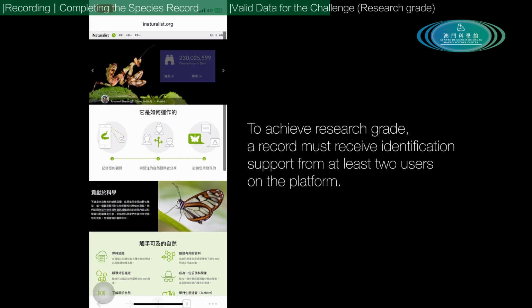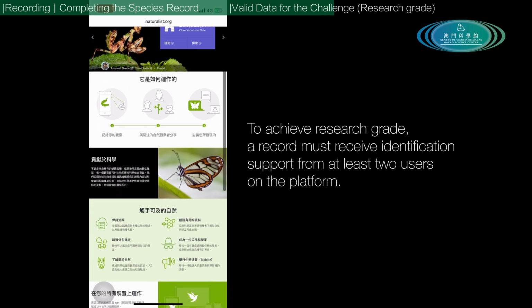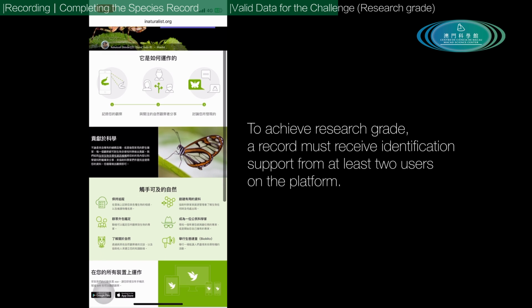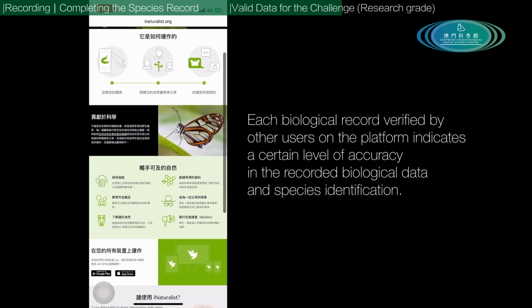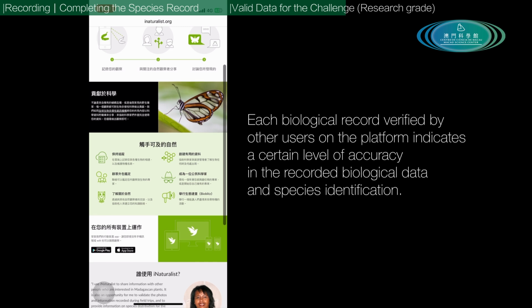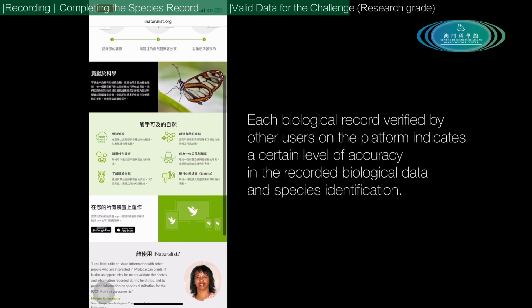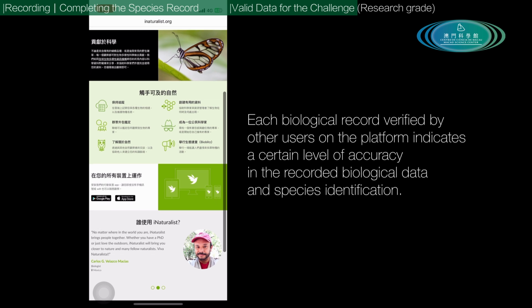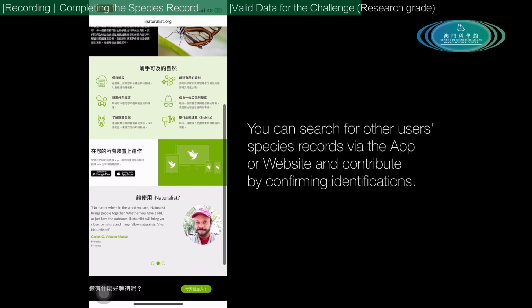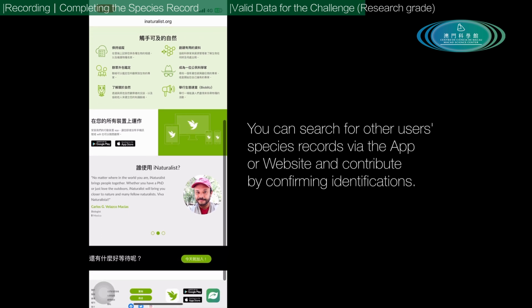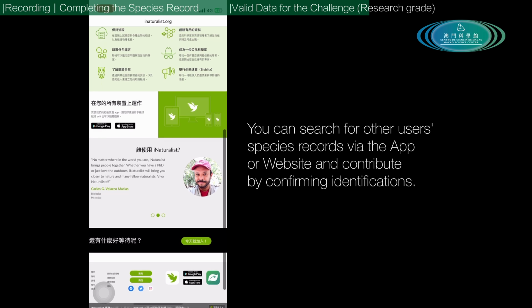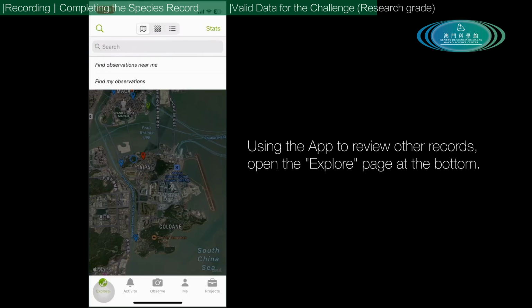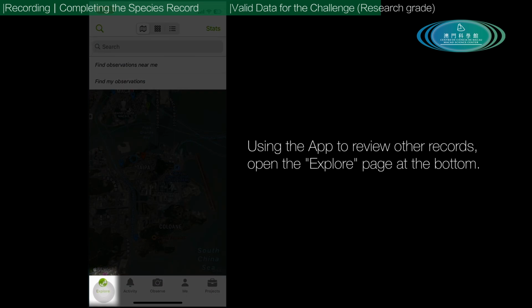To achieve research grade, a record must receive identification support from at least 2 users on the platform. Each biological record verified by other users on the platform indicates a certain level of accuracy in the recorded biological data and species identification. You can search for other users' species records via the app or website and contribute by confirming identifications. Using the app to review other records, open the Explore page at the bottom.